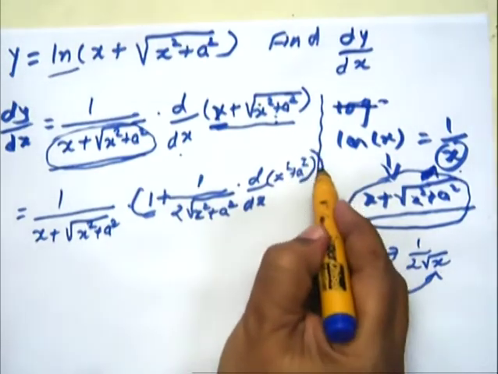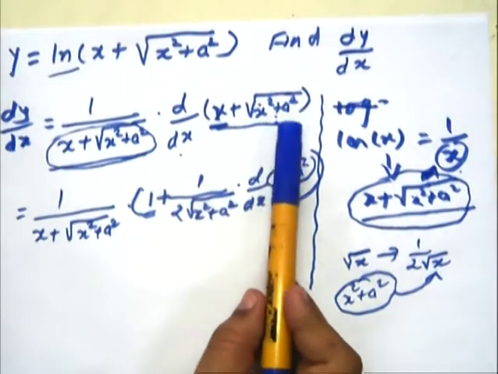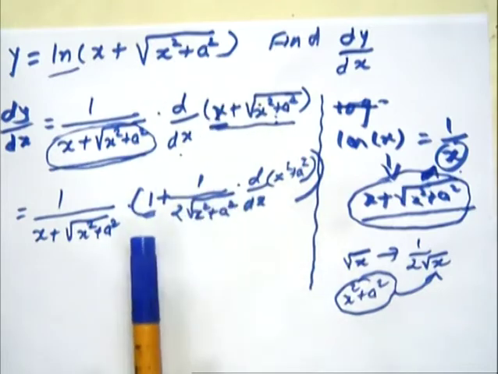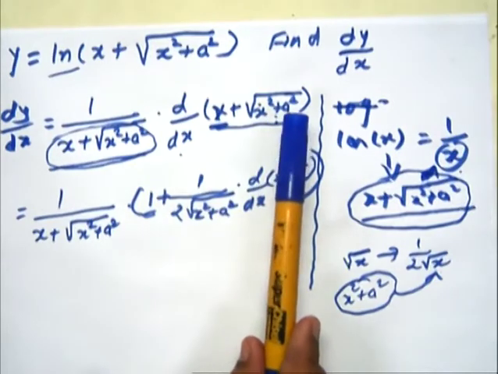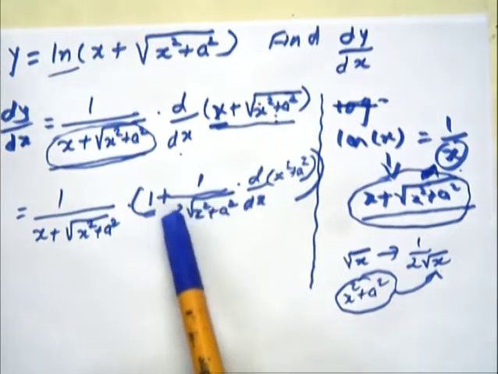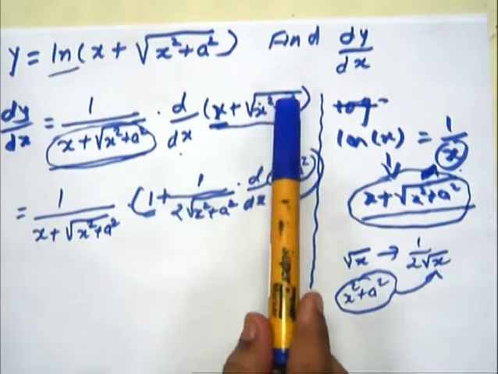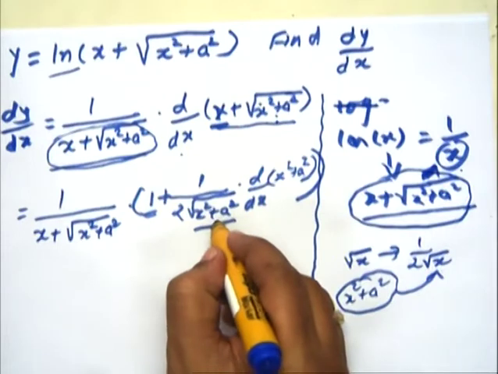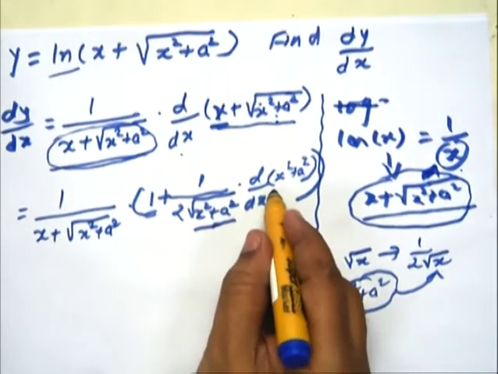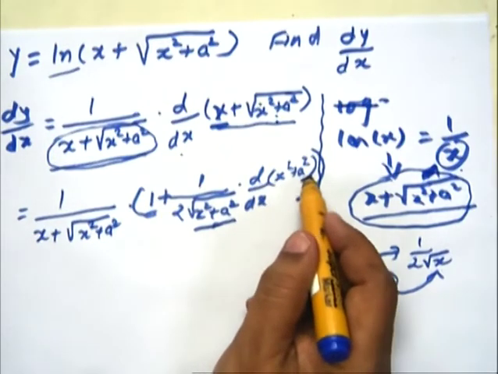So this is the derivative of x plus root of x square plus a square. Derivative of x is 1, plus the derivative of root of x square plus a square. Derivative of root x is 1 upon 2 root x, so it is 1 upon 2 root of x square plus a square. But in place of x, we have x square plus a square, so again we differentiate this function and multiply it here. So we have d by dx of x square plus a square.